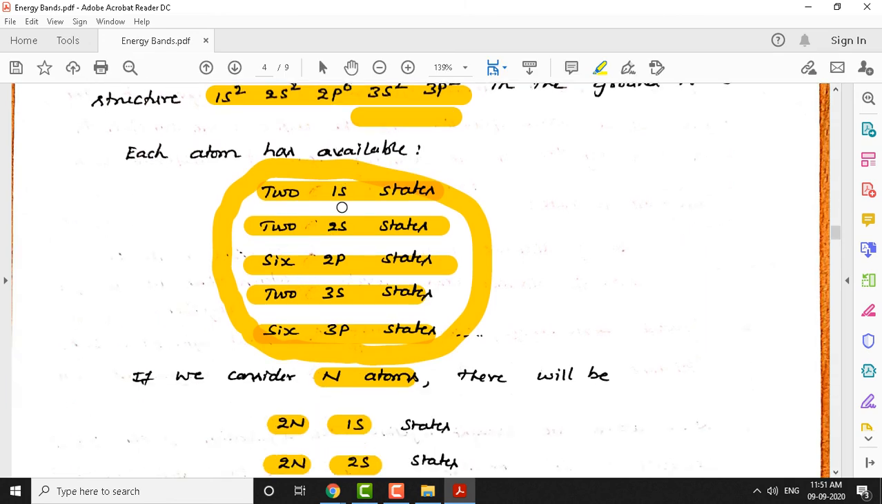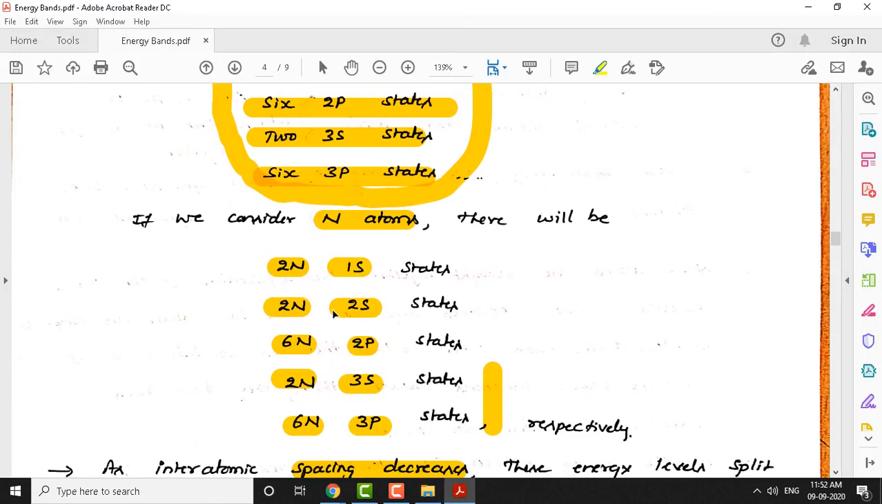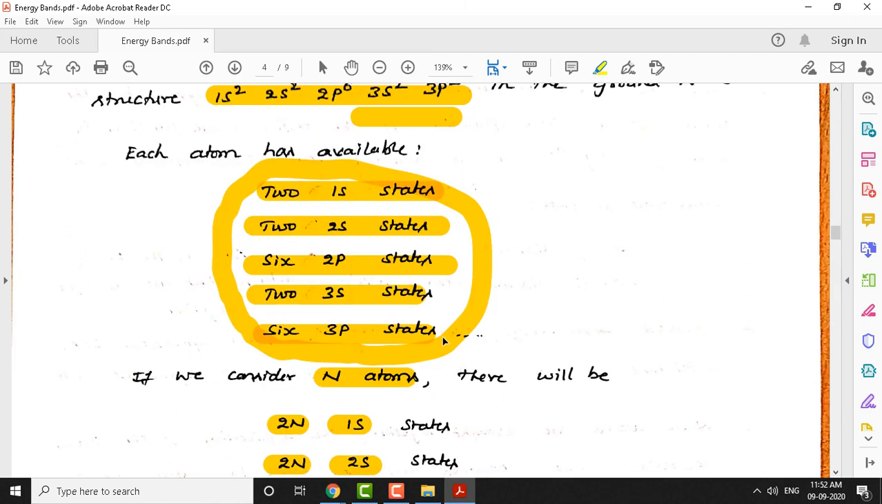So 1s can hold 2 electrons. The 2s state can also hold 2 electrons, 2p can hold 6 electrons, 3s can hold 2 electrons, 3p can hold 6 electrons. Since the number of electrons available in silicon is only 14, the outermost shell is partially filled, not completely filled. It can still accommodate 4 more electrons in the 3p orbital. Now, whatever we discussed so far is for an individual or isolated atom.